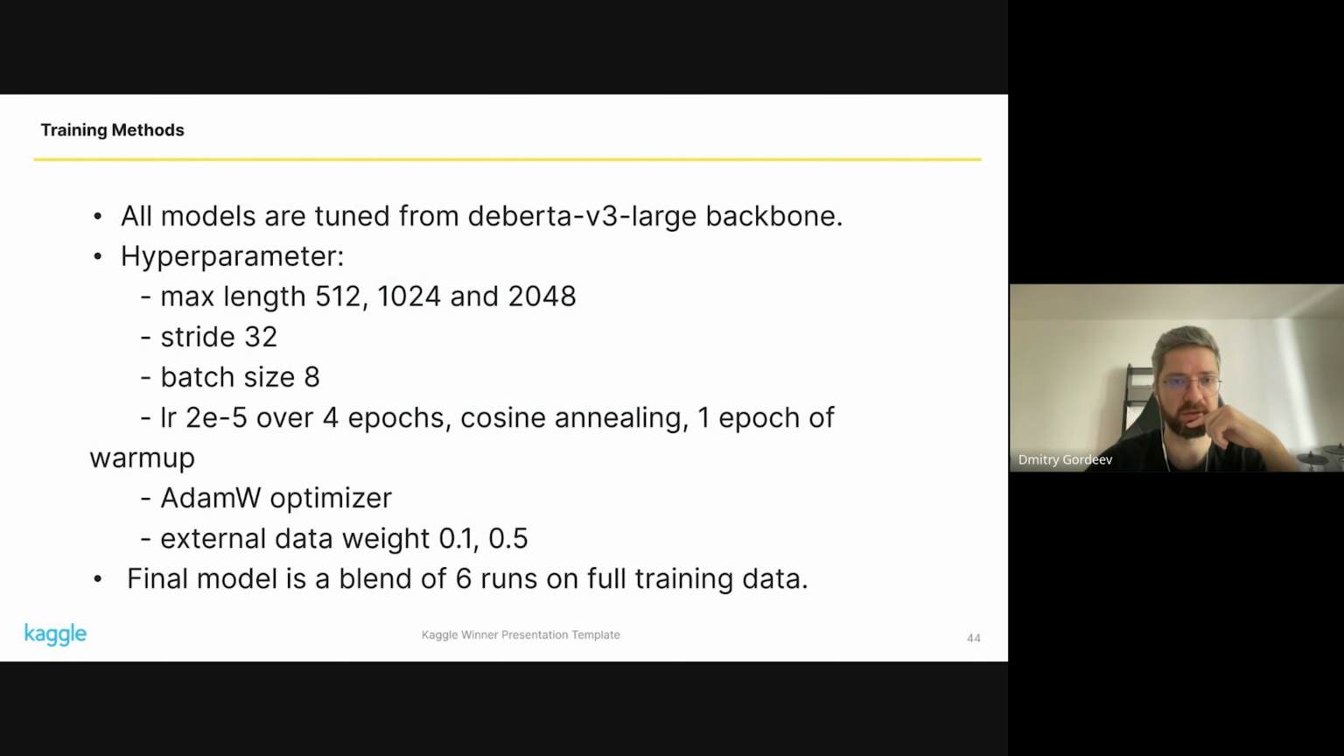Maximum length, I managed to go all the way up to 2000, and that was enough. I think I had a couple of experiments with longer context, but the texts were short enough. Stride 32, but it didn't have much impact. Batch size 8, also not that important. Learning rate, I had 4 epochs, 1 epoch warm-up. That gave me some sort of stable results.